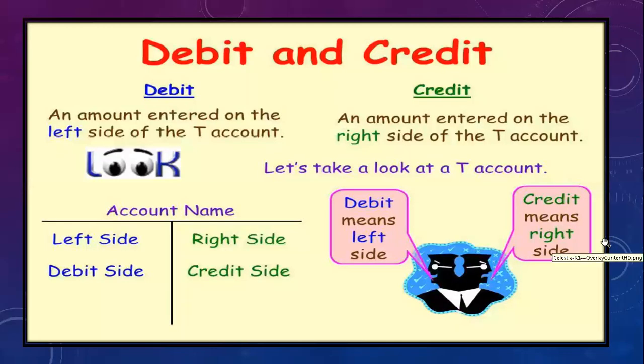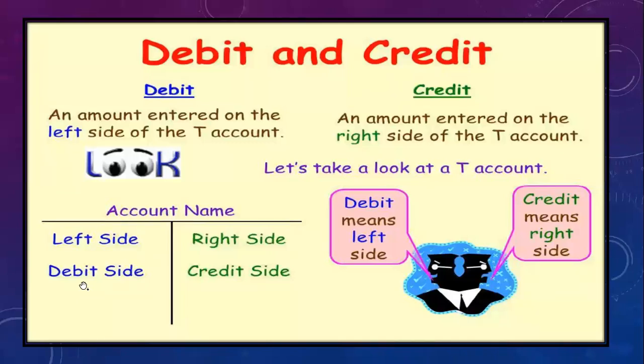Yes, we have this picture in which we can see some debits and credits. If I talk about debit here, it is the amount entered on the left hand side of the T account. Here you can see we have one T. This T is also called a ledger. The debited side is this one, the left hand side.